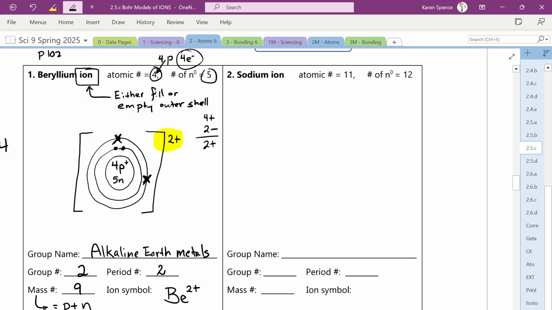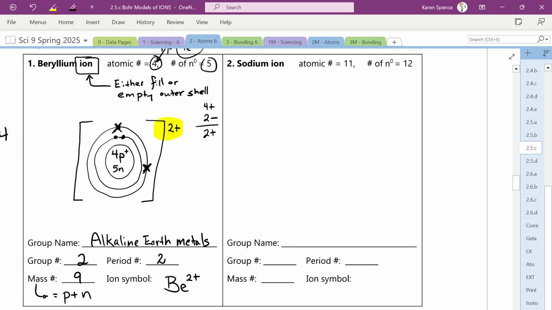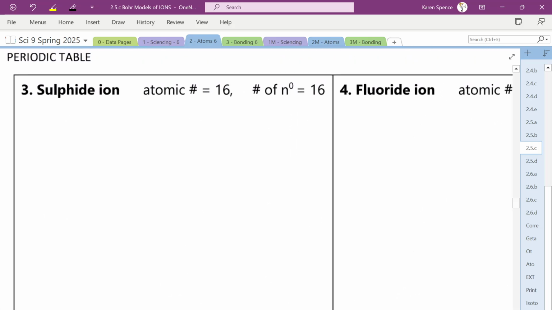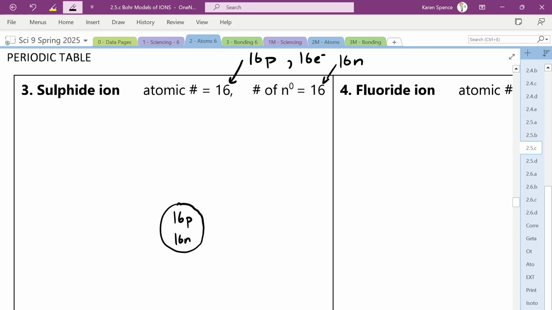Sodium ion. We're actually going to skip that one. I want to go to a negative ion. So I want to go to sulfide on the next page. It's atomic number 16, so there's 16 protons. And we start with 16 electrons, and then we will either add or take away. And we have 16 neutrons. 16 protons, 16 neutrons. There's our nucleus. We need to have 16 electrons.